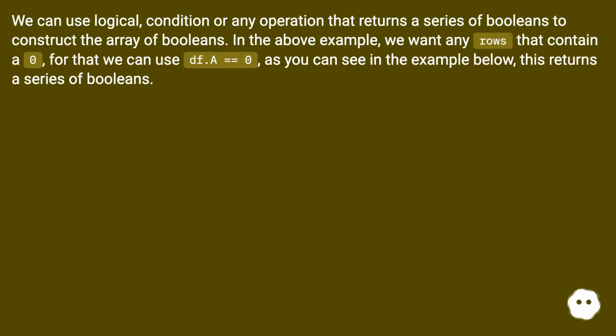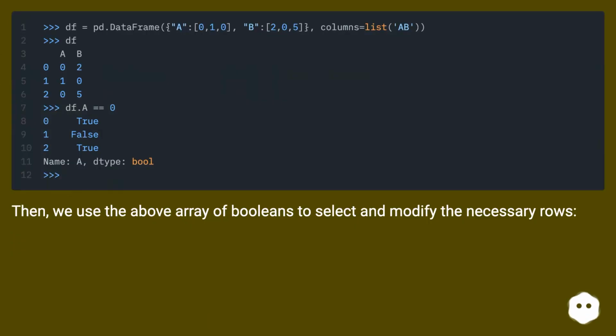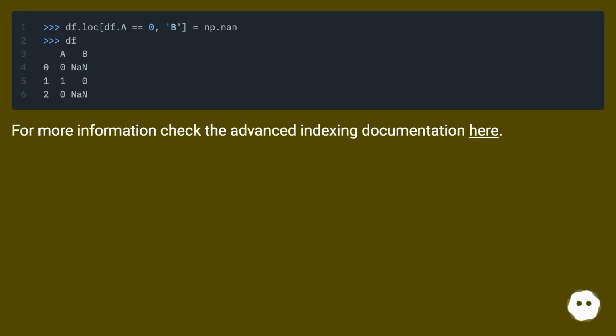We can use logical conditions or any operation that returns a series of booleans to construct the array of booleans. In the above example, we want any rows that contain a 0. For that we can use df.A == 0. As you can see in the example below, this returns a series of booleans. Then, we use the above array of booleans to select and modify the necessary rows. For more information, check the advanced indexing documentation here.